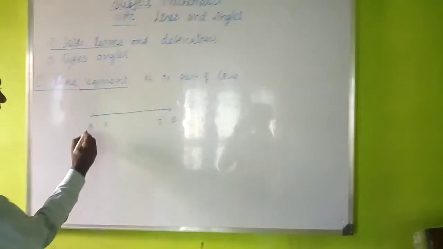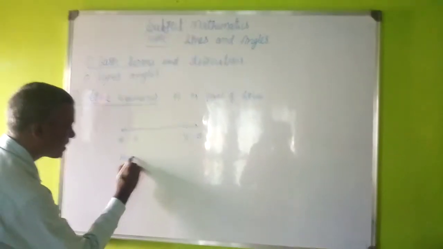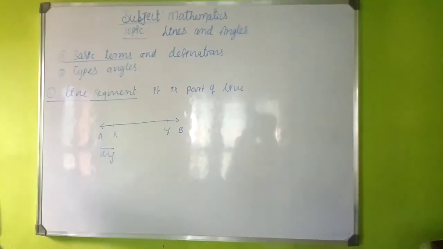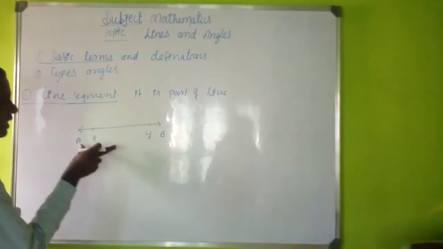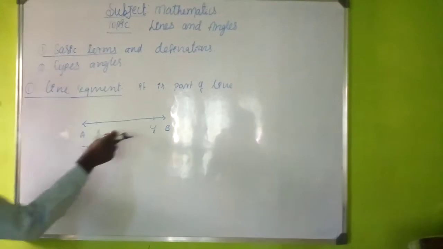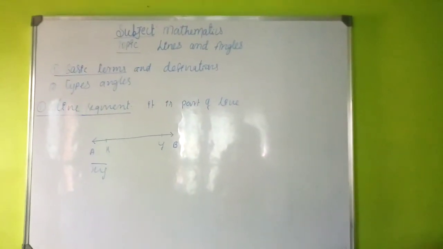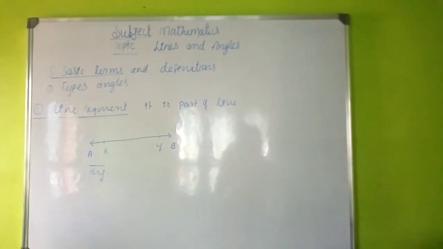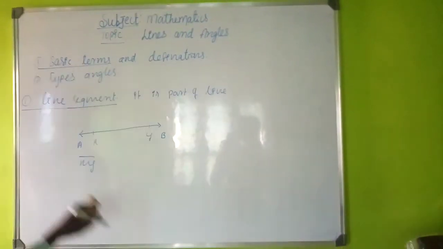So symbolically we can represent this as line segment XY. Line segment XY. Okay, what about AB? AB is your line. But what about your XY? XY is a line segment. It is a part. Segment means it is a part of the line. Okay students, so next we move on to the next concept.